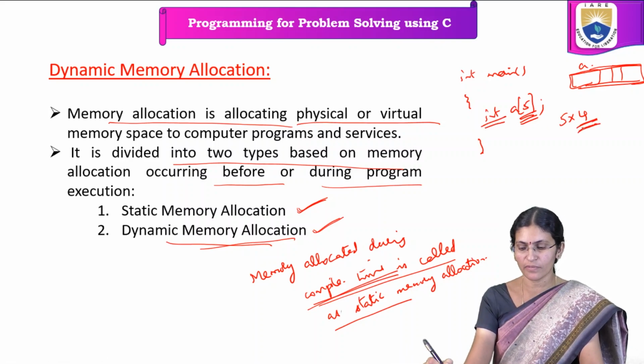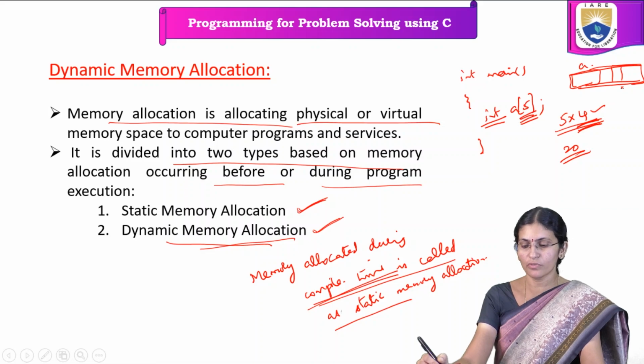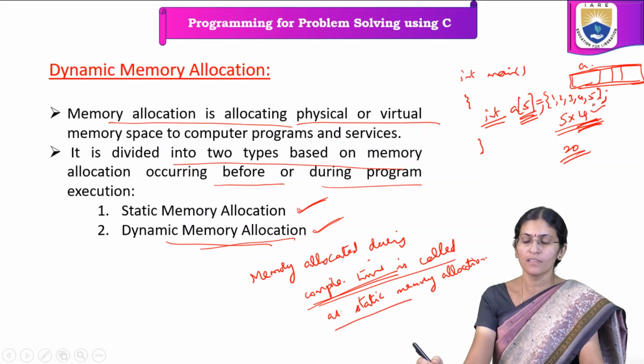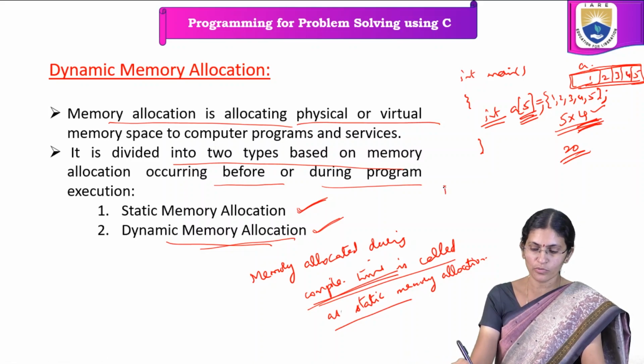Size of integer varies from computer to computer. It may be 4 bytes or 2 bytes, but generally it is 4 bytes. So 5 4s are 20, and 20 bytes of memory will be allocated. Now if we are initializing the array with all the values, suppose 1, 2, 3, 4 and 5, then all the 5 values will be stored in the array. Return 0 is also there.